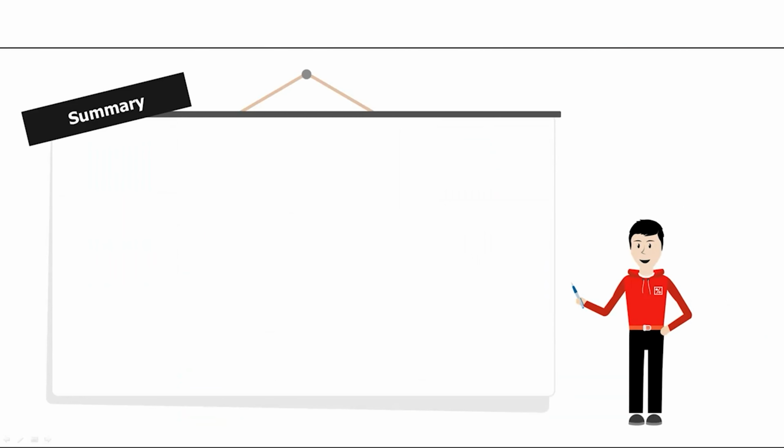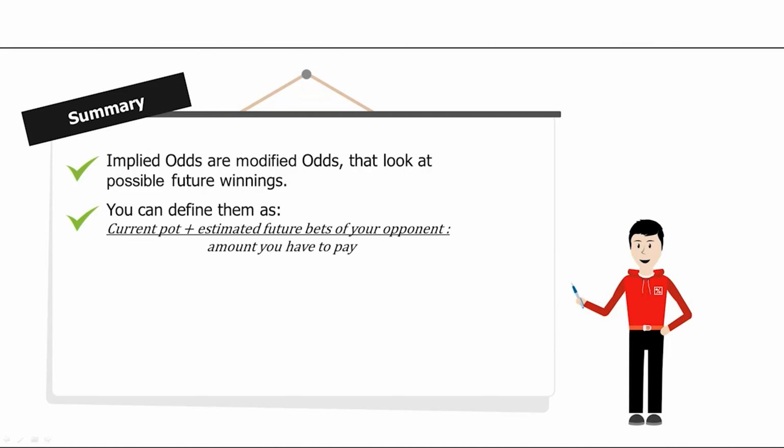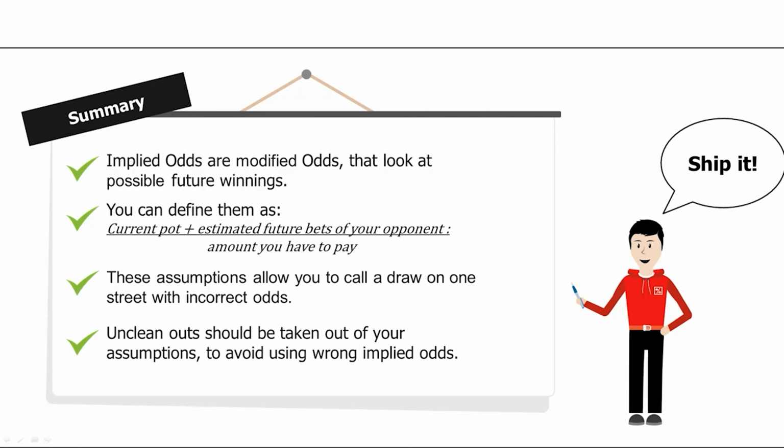Let's summarize. Implied odds are modified odds that look at possible future winnings. They look at the relationship between the pot and the estimated future bets of your opponent with the amount that you still need to pay. With these assumptions, you can call a draw with incorrect odds, keeping in mind that you still need to discount unclean outs.